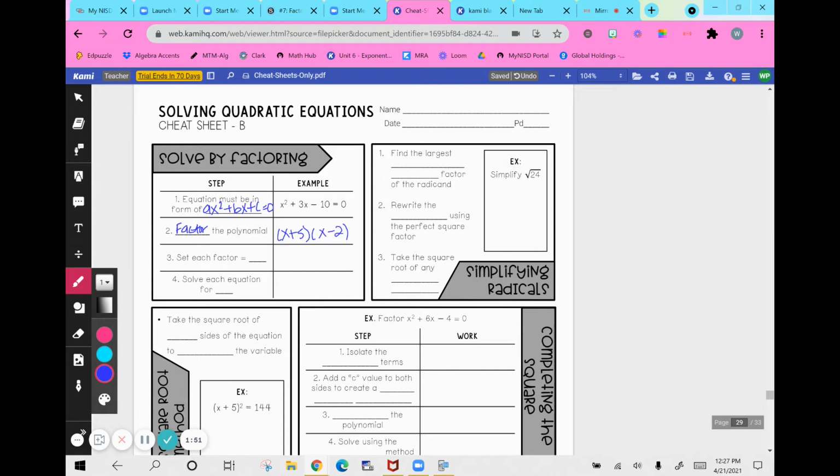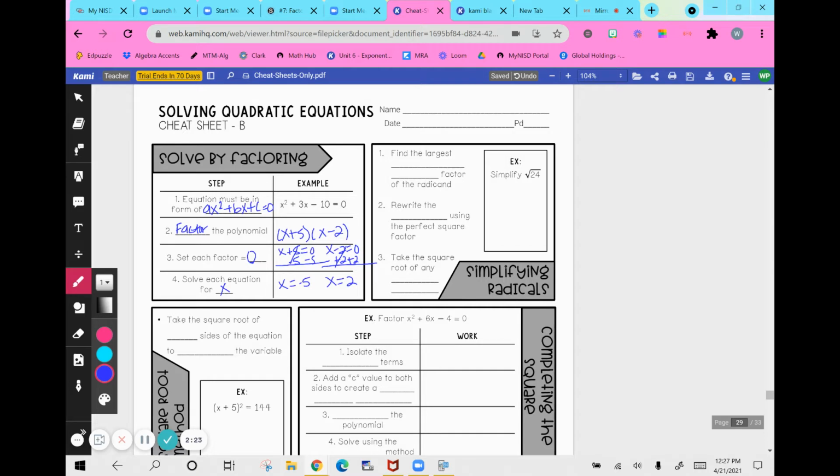And then we're going to set each factor equal to 0. So we're going to say x plus 5 equals 0 and x minus 2 equals 0. And then we're going to solve each equation for x. So we subtract 5 on both sides, and I get x equals negative 5. And then I'm going to add 2 on both sides. Those cancel out, and I'm left with x equals 2. So my answer is x equals negative 5 and 2.